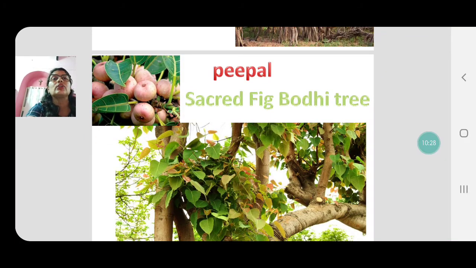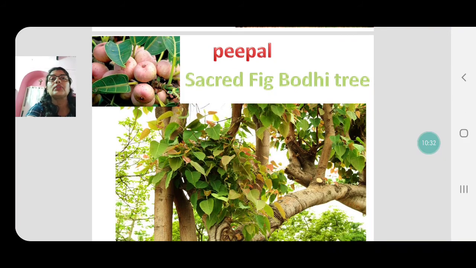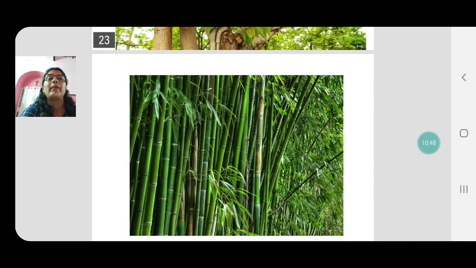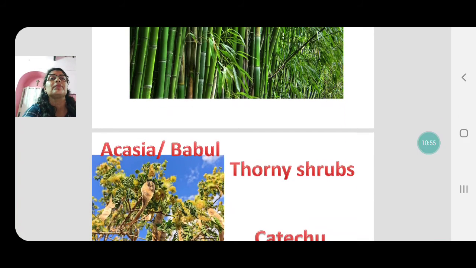It's also called the Bodhi tree, because it is believed that Gautam Buddha attained his sacred state under the Bodhi tree at Gaya. And the fruits there are not figs, but it's a fruit of the peepal tree itself. Again, deciduous tree. Bamboos are again deciduous trees. In summer or early summer, you'll find them shedding their leaves.